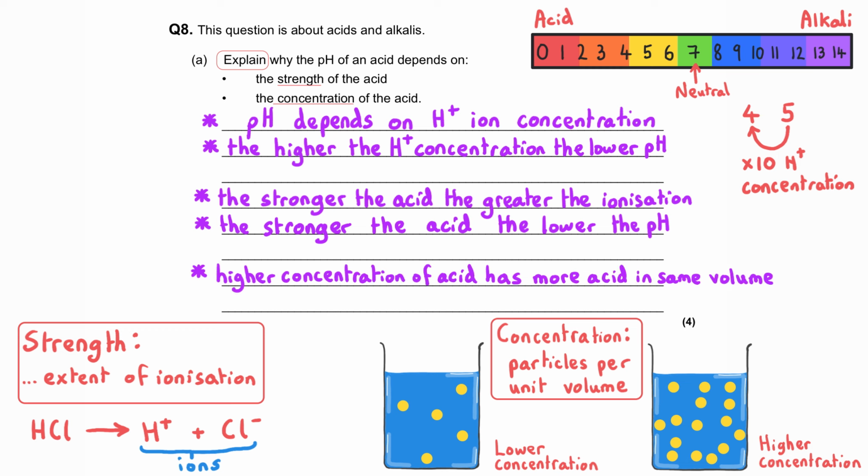And for an acid, the higher the concentration of acid, we can say specifically the more acid we will have in the same volume. And when you've got a higher concentration of acid, these greater number of acid particles will dissociate and ionize, and we will result in having a greater hydrogen ion concentration, and that will therefore mean that we have got a lower pH for our acid.